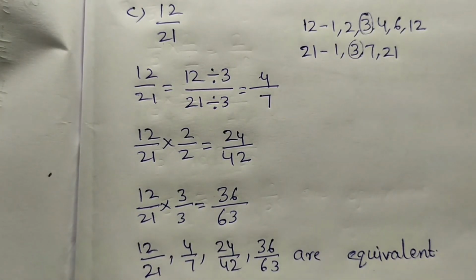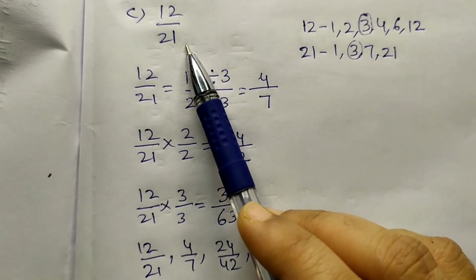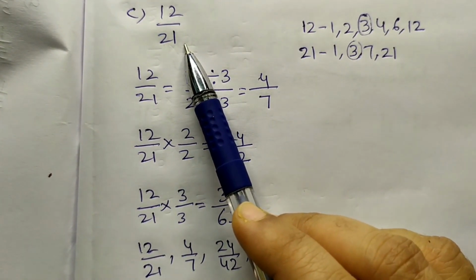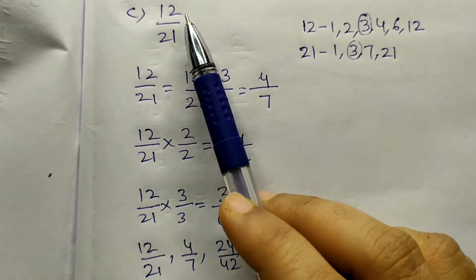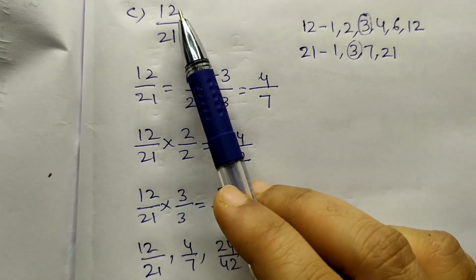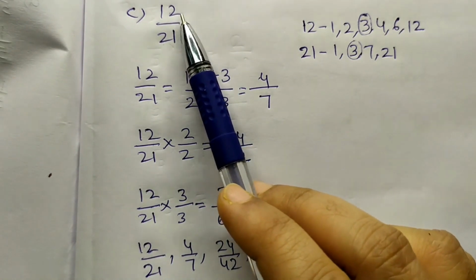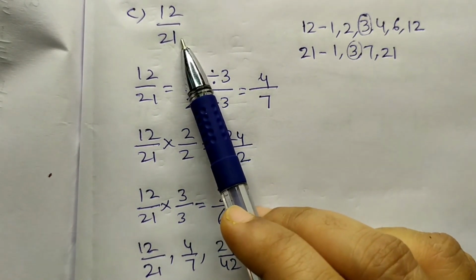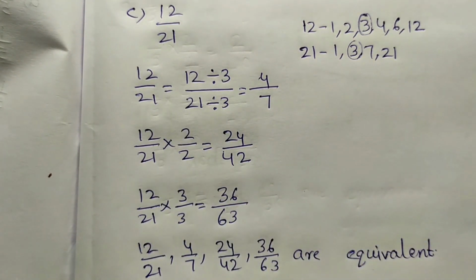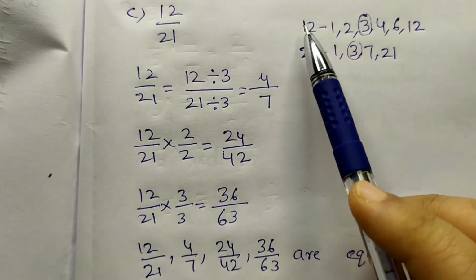Here we have one more problem, 12/21, find equivalent fractions. So here we can do division. We have a common factor for 12 and 21. To know what the common factor is, write the factors for 12.